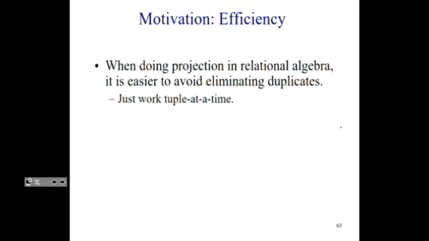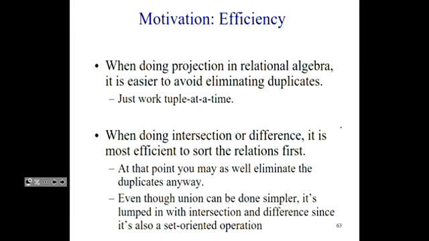Okay, so for the projection, selection, and so on, it's easier to avoid doing elimination of duplicates. You just want to work tuple at a time. This is more efficient. On the other hand, when you're doing intersection or difference, it is most efficient to try to sort the relations first so that you can try to count the number of copies of each tuple in the two relations. Okay, so at that point, you might as well go ahead and eliminate the duplicates anyway.